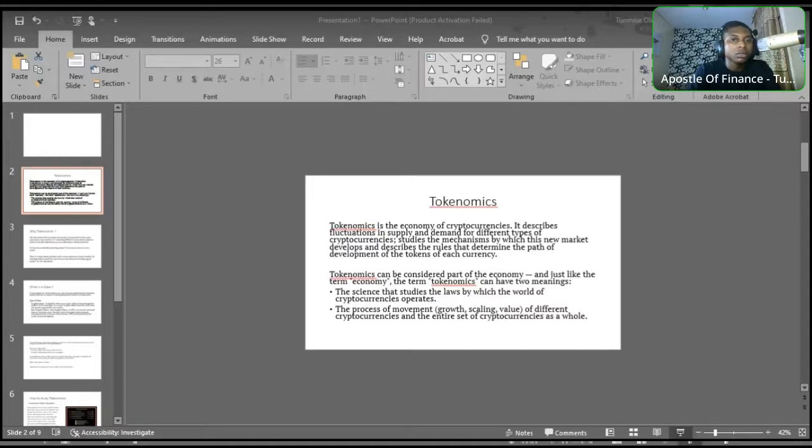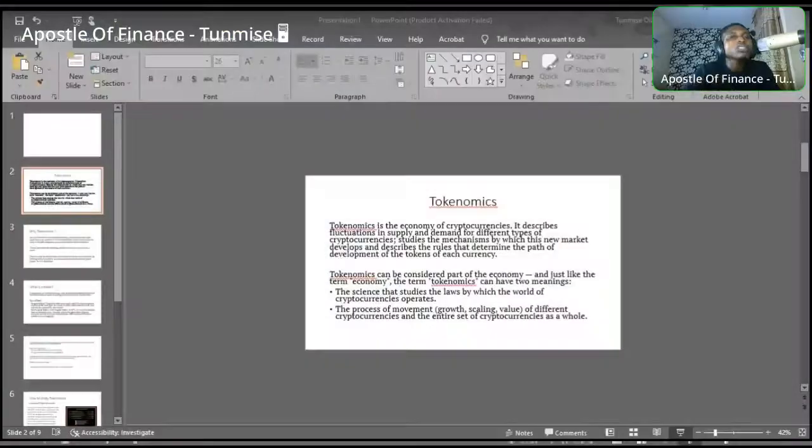2140, right? And today, this year is still 2020, right? So you are looking at the fact that it will take a very long time for this to happen. Now, interestingly, the total supply of Bitcoin is just 21 million.